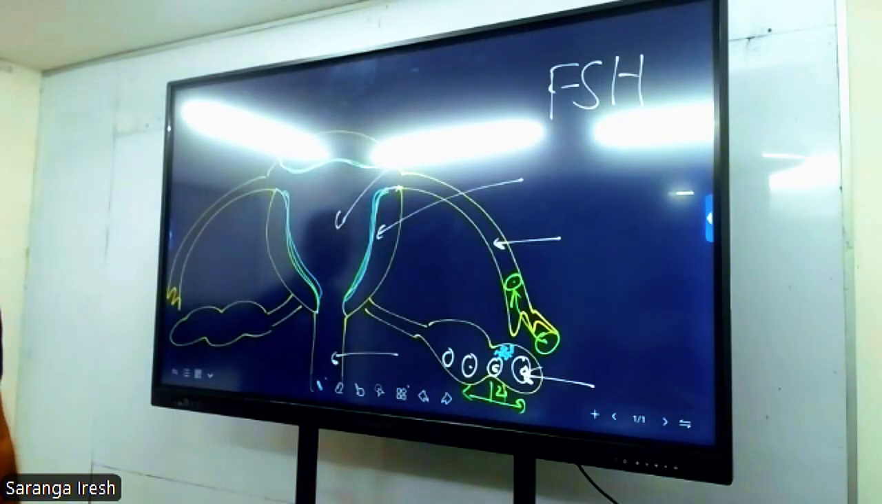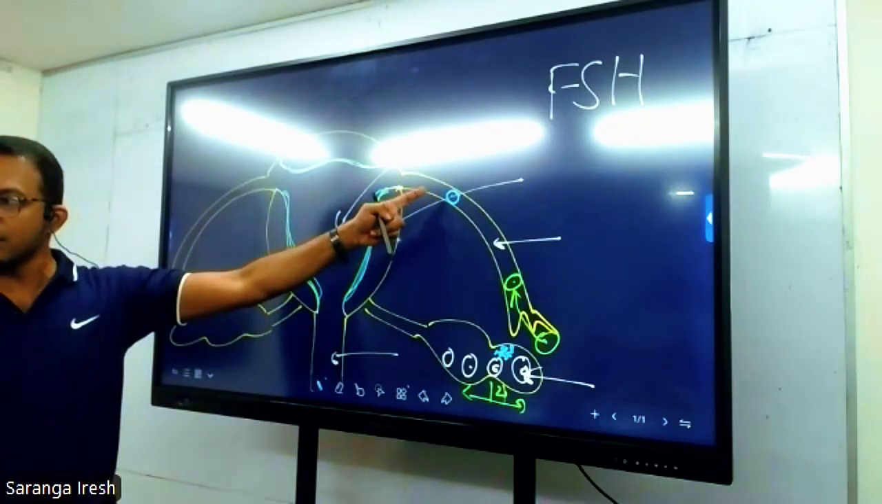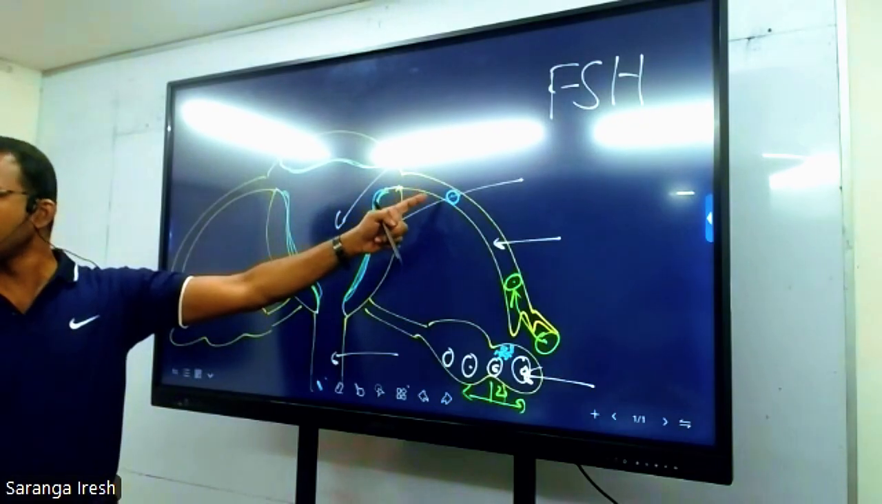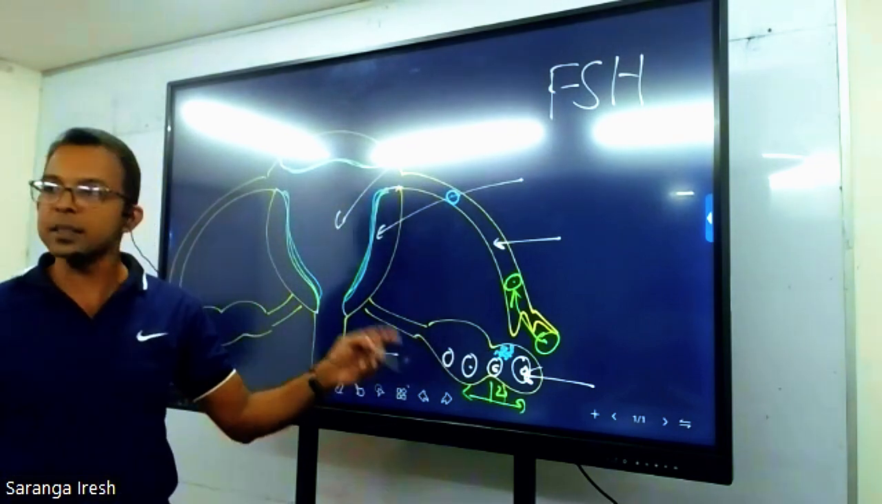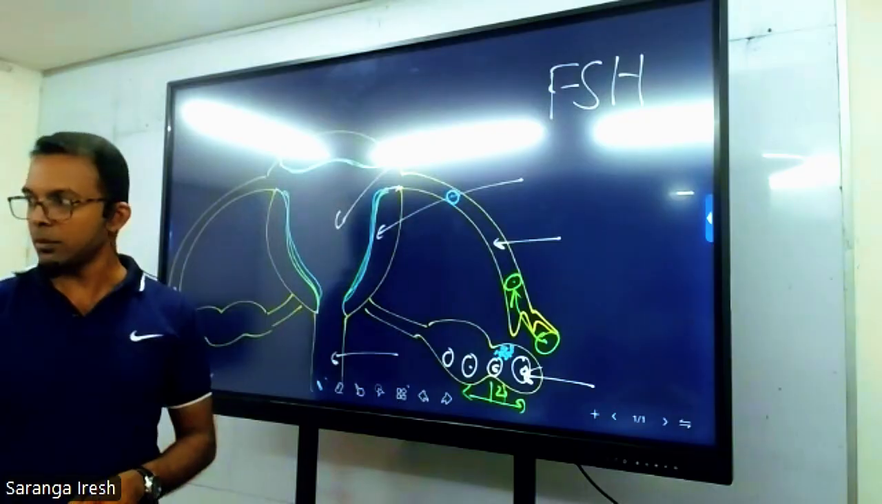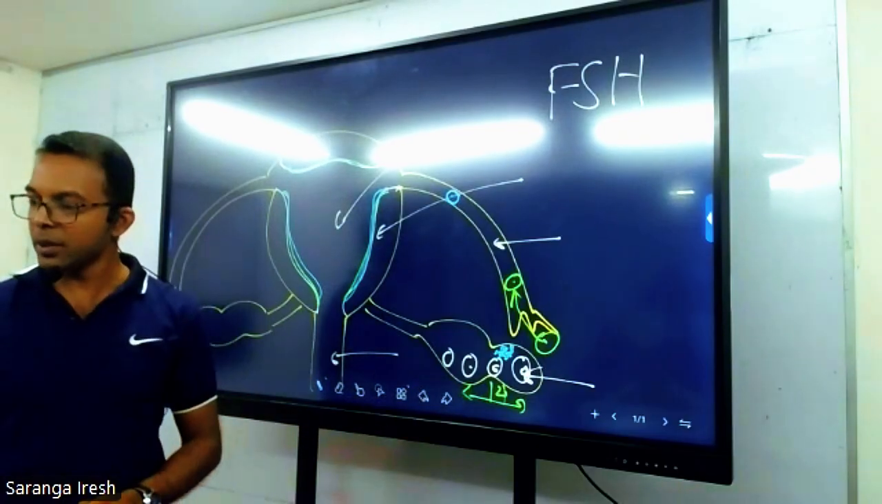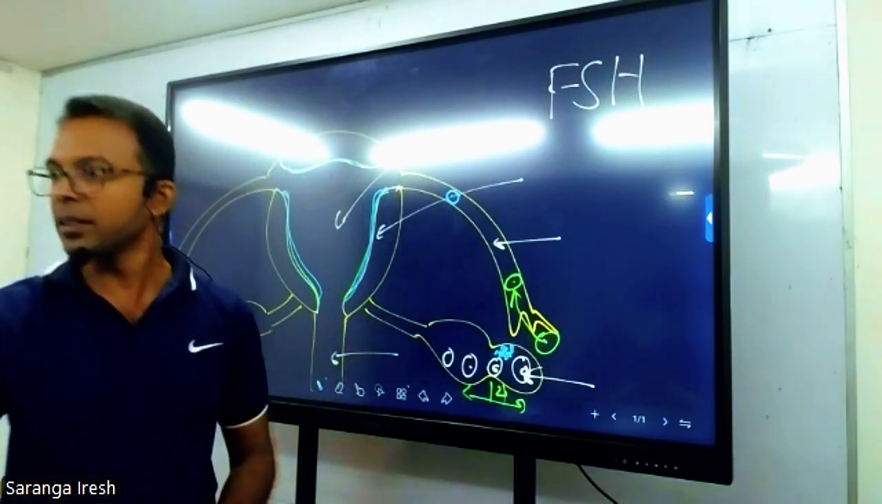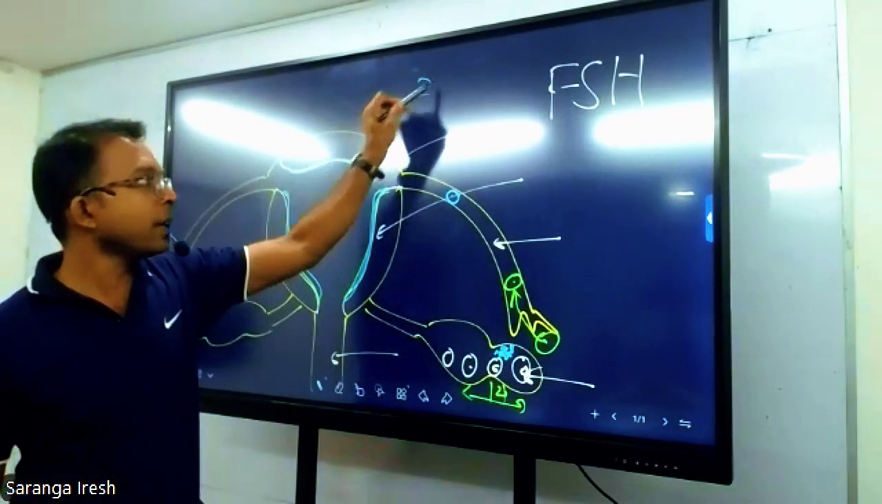If no sperm cell arrives at the fallopian tube, no fertilization takes place. So therefore, the corpus luteum secretes the progesterone for how many days? 14 days. Right? These first 14 days, it produces estrogen. The next 14 days, it is producing progesterone. Again, until day 28, it produces.